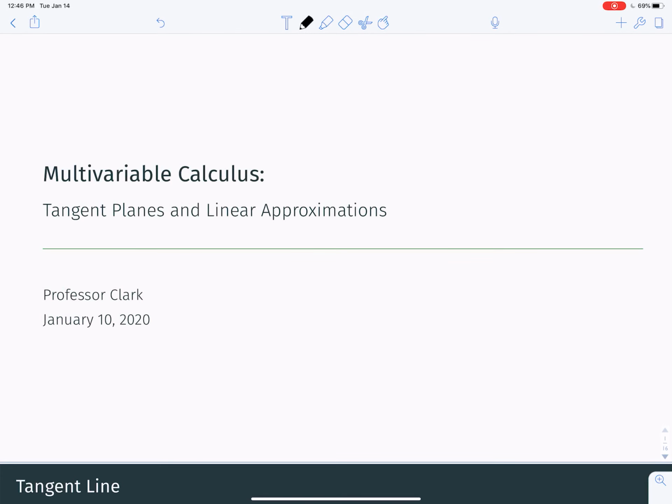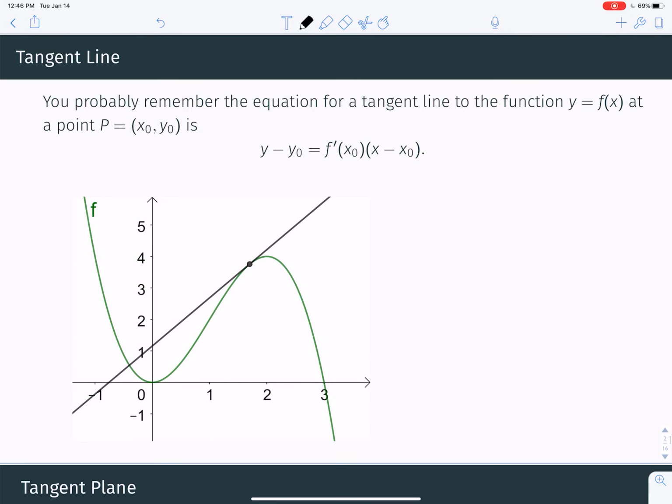Okay, this is Dr. Clark, and in today's video we're going to be learning about tangent planes and linear approximations. Let's get started. So hopefully you remember something about tangent lines from previous calculus.